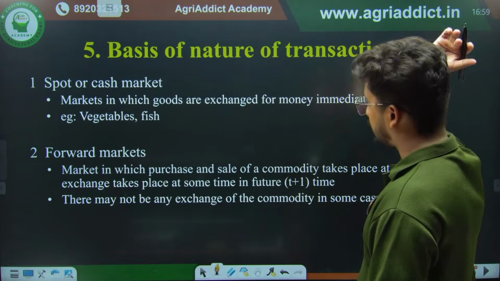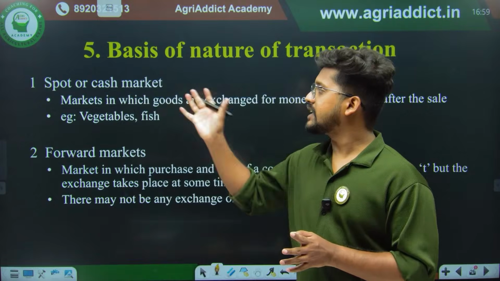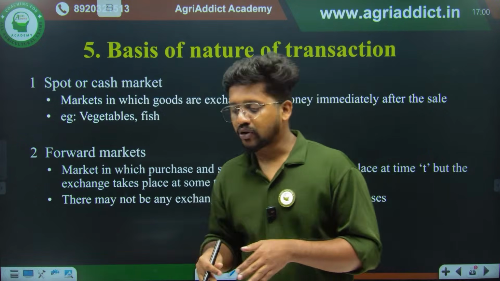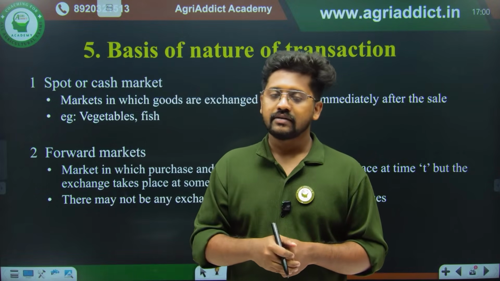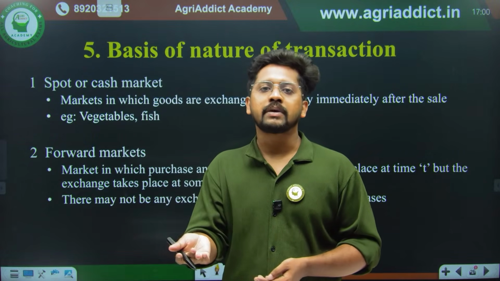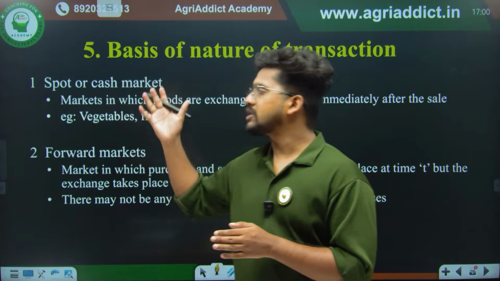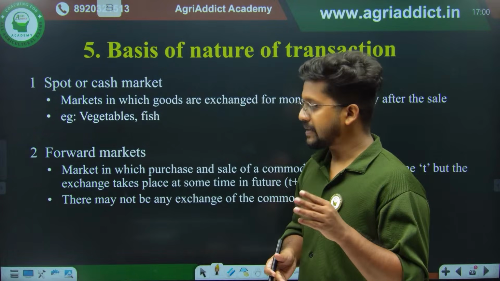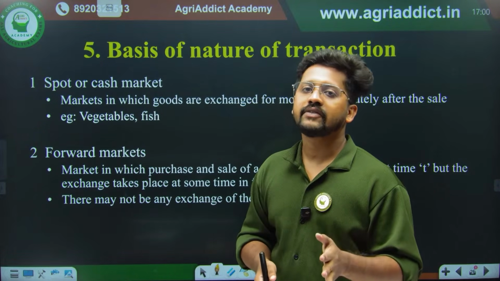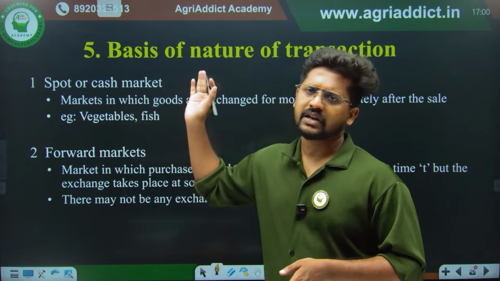Then, on the basis of the nature of transaction, how the transaction takes place. First one is spot market or cash market. If you buy a tea from your cafeteria, you just pay maybe 10 rupees. You are settling the amount on the spot, right? So that is nothing but the spot market or cash market. Whenever the purchase is done and the payment is given on the spot, that is the spot market or cash market. So vegetable market, fish market, or whatever it is.